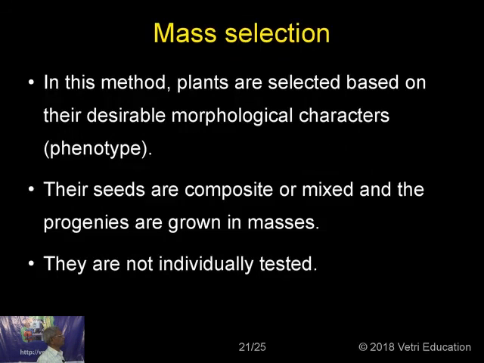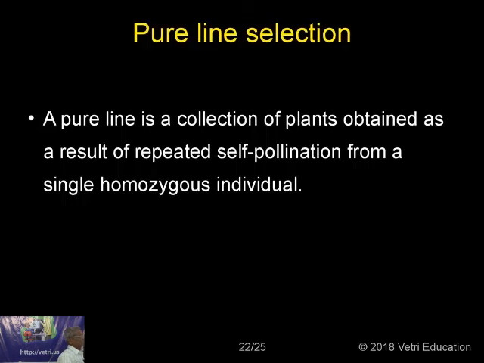What's a mass selection? In this method, plants are selected based on their desirable morphological characters, that is the phenotype. Their seeds are composite or mixed, and the progenies are grown in masses. They are not individually tested. So plants are always selected on a gross level, on a mass level. You visit about 10 fields, you select the best field and you work on that particular field. From that mass you do some breeding, and then you select from one generation to another generation. So successive selection is taking place, generation after generation.